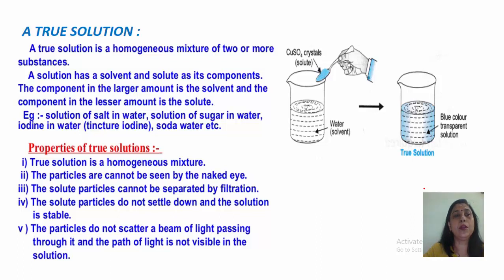Students, coming to solution. A solution is a homogeneous mixture of two or more substances. If two or more substances are mixed homogeneously, as we have studied in our part 2 about homogeneous and heterogeneous mixtures. Homogeneous mixture means the solute and the solvent both are uniformly mixed with each other. Now what is a solute and what is a solvent?